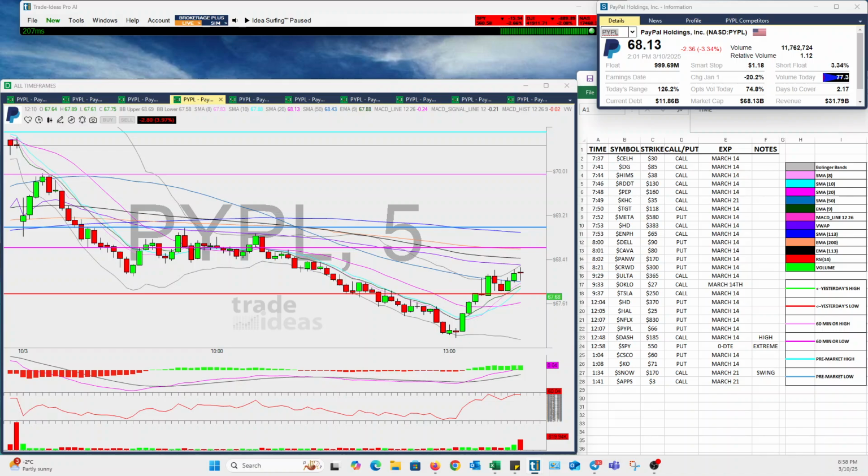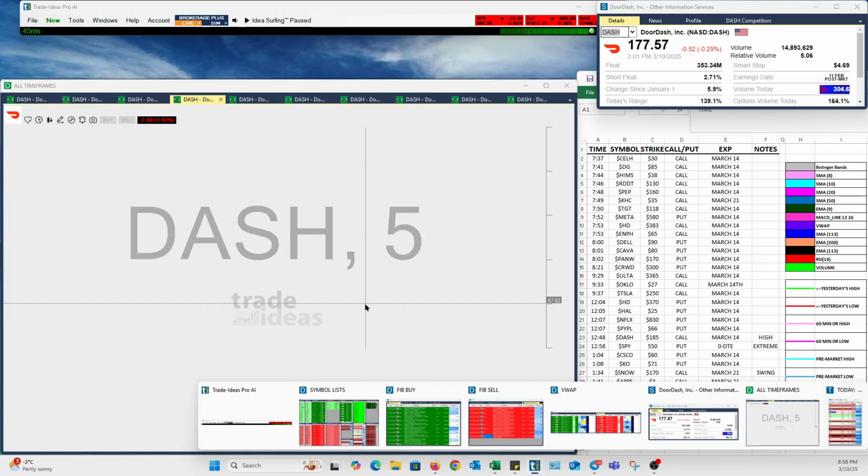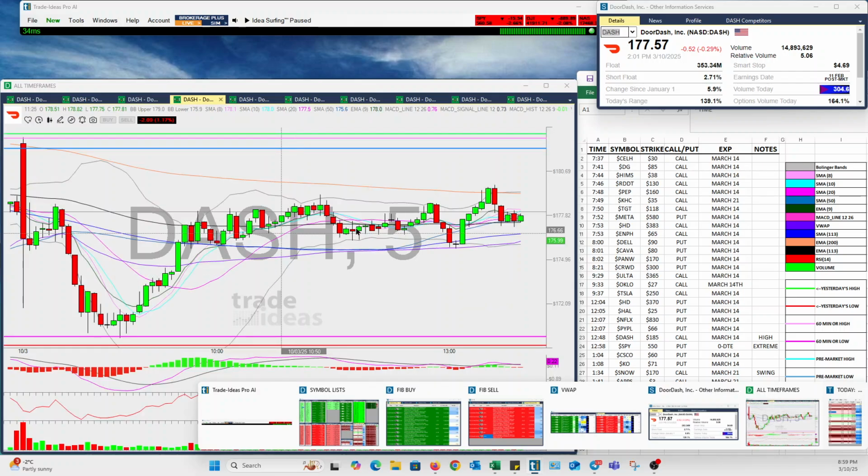Next, we had Dash, and it was a call. And this is high risk. So if we go to Dash, it was a call at 12:48, which would have been right here. This is high risk because we were trying to catch the reversal here, but we just didn't know if it would keep going or not.